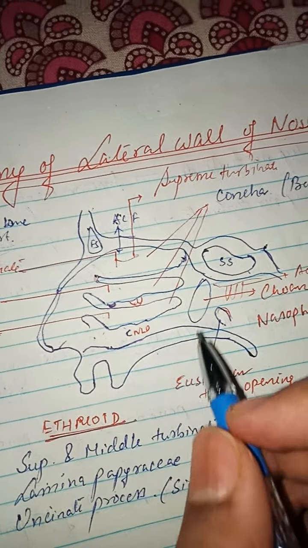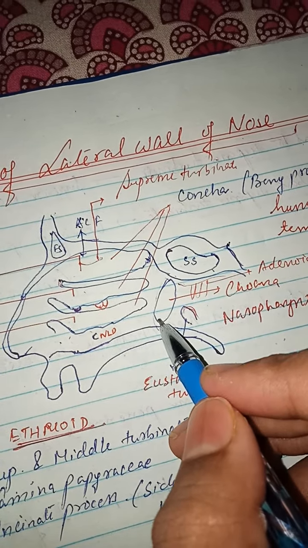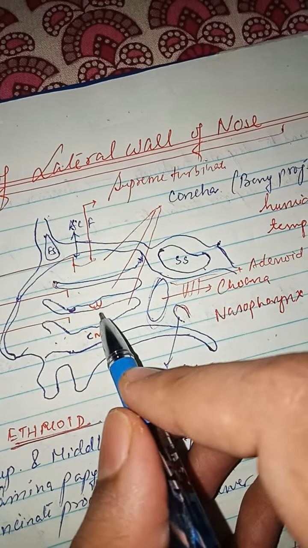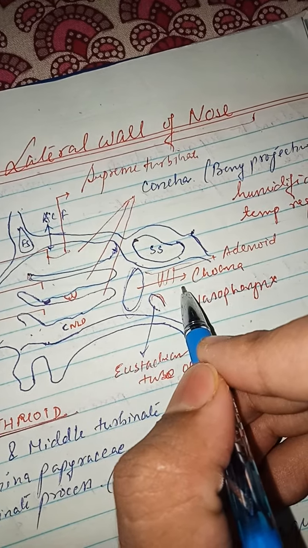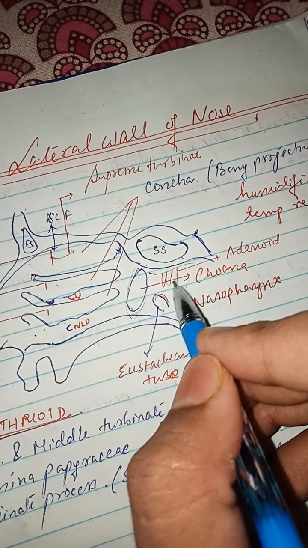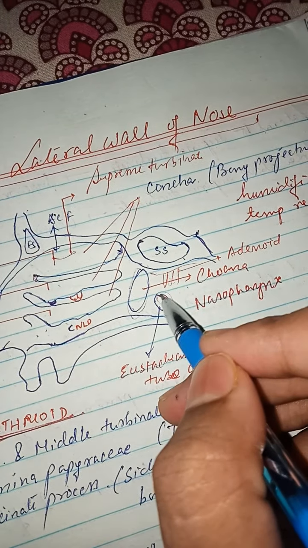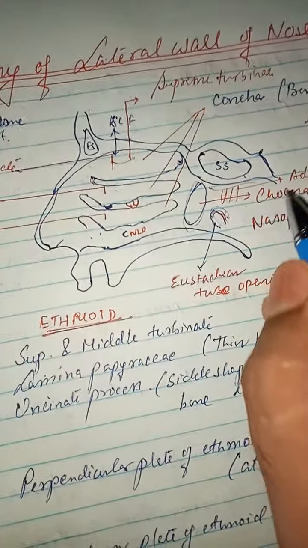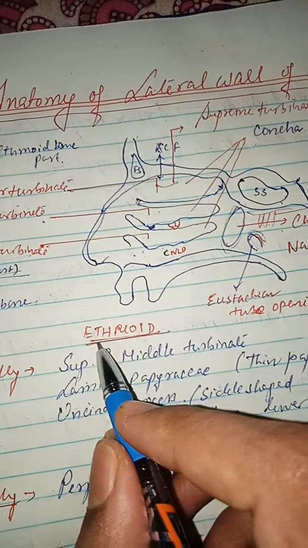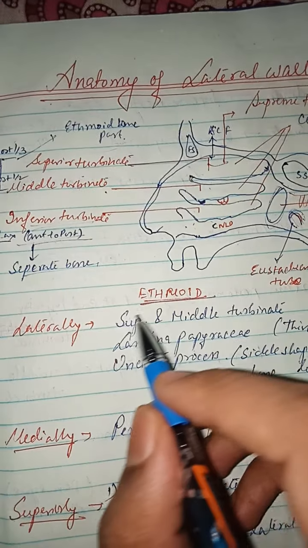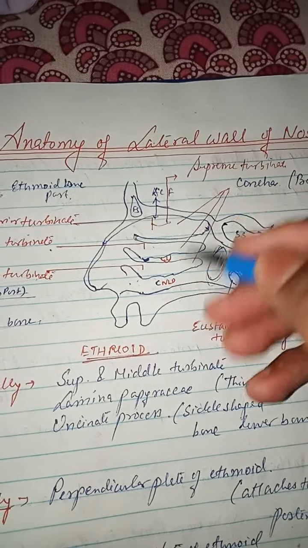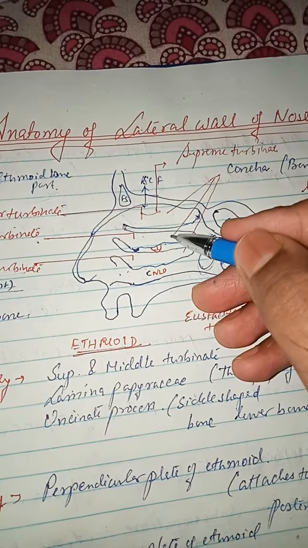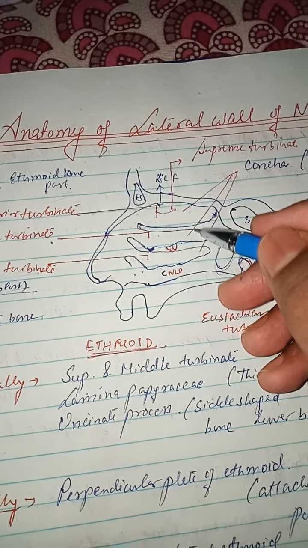Sorry, this one is the choana, which communicates the nasal cavity with the nasopharynx. Here are the adenoids. Here will be the eustachian tube opening, torus tubarius. Coming to the ethmoid bone, laterally we will find the superior and middle turbinate. These are the lateral part of the ethmoid.